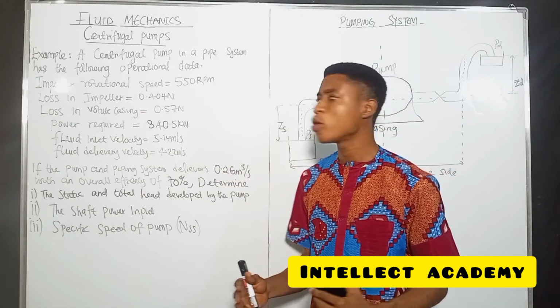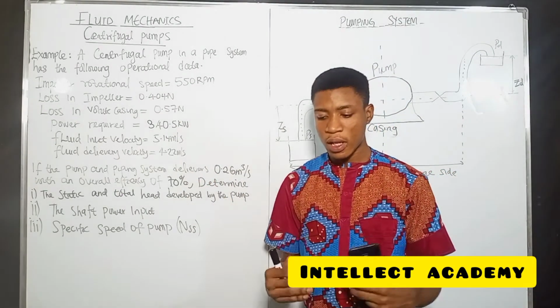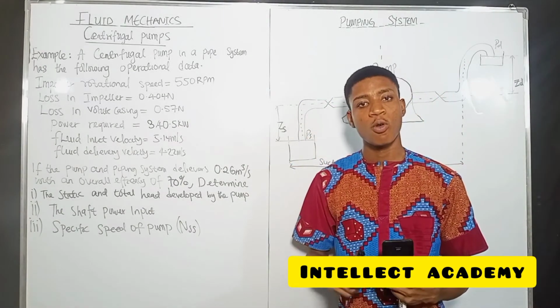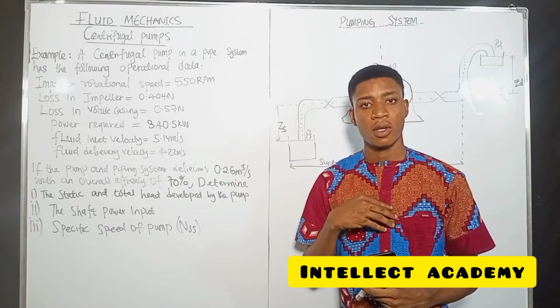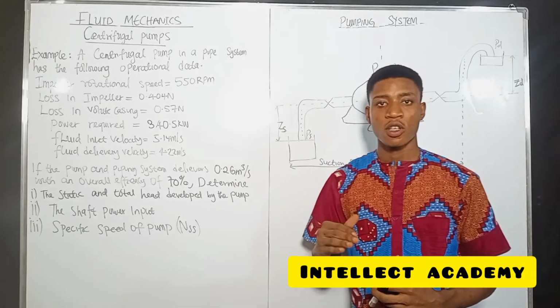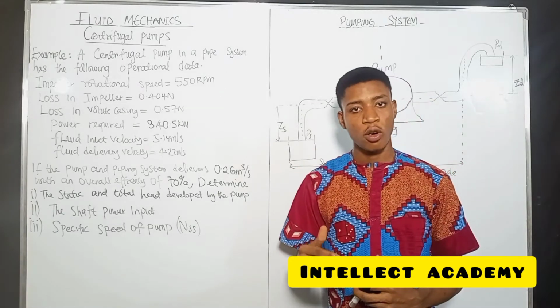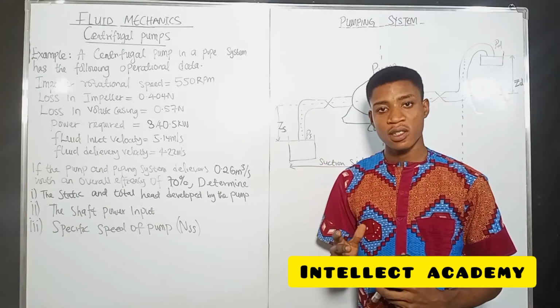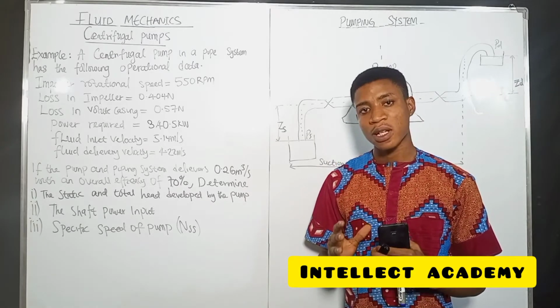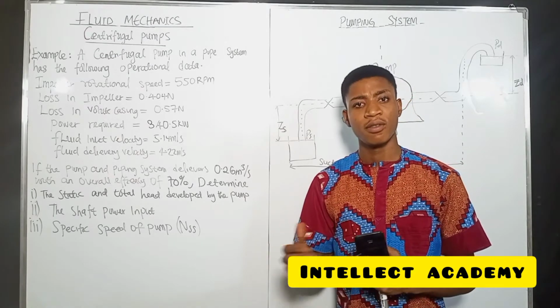First of all, before we go into this example, I'd like to define what a centrifugal pump is. First of all, we'll go by saying what is a pump. Now, we know that the normal use of a pump is to increase the pressure of a fluid, which in this case is a liquid. Now, centrifugal pumps are pumps that are electrically and steam driven.